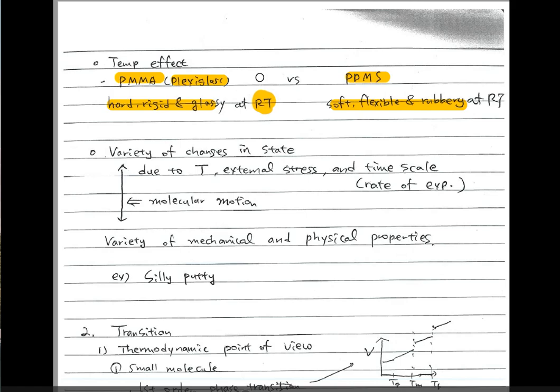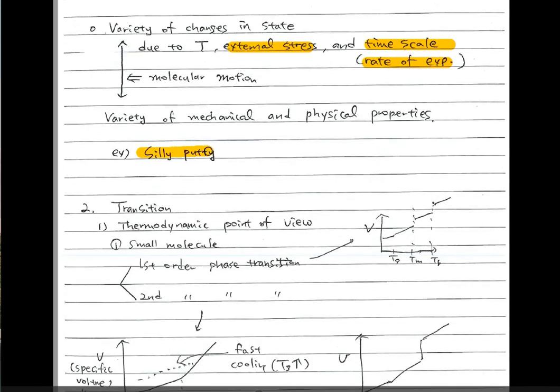Okay. And another interesting feature of glaciation is that it is dependent upon the kinetic behavior. Especially the external stress or timescale, the rate of experiment, also affects the glaciation temperature. So it's not really easy to understand what this means, right? So let's see an example for silly putty.